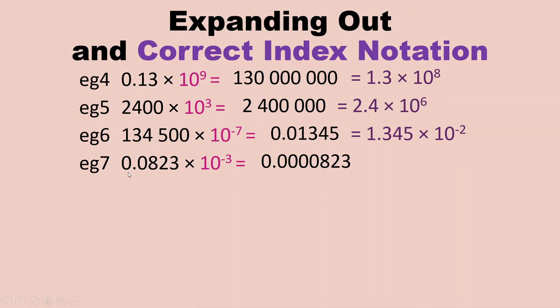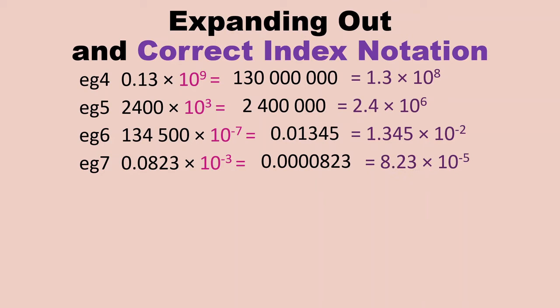And example 7, obviously again, this is not a number between 1 and 10. We need to put that decimal after the first non-zero digit, so that's after the 8. 8.23 is a number between 1 and 10. So if my decimal is here, and I need to move it to there, what do I need to multiply it by? Let's count the places. That's 1, 2, 3, 4, 5 places. And I want this number to be smaller than 8.23. So I'm moving that decimal in a negative direction to shift the place values down. So I'm moving that decimal 5 places. I'll multiply by 10 to the power of negative 5.